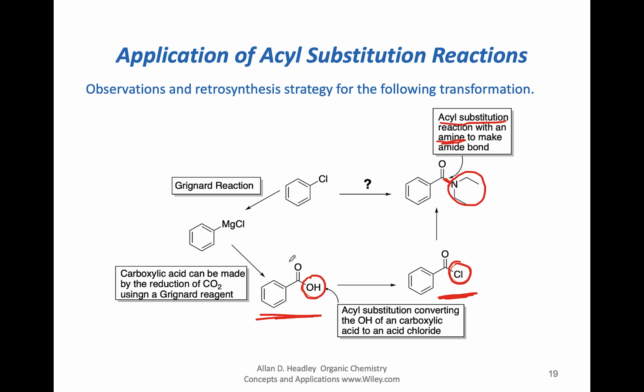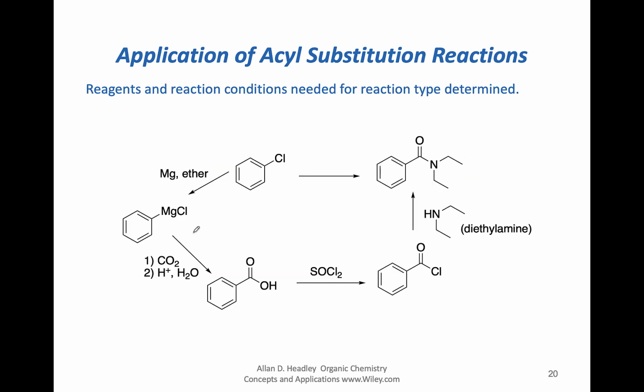So the next question is, how do I make a carboxylic acid? You make a carboxylic acid by the reaction of a Grignard reagent with carbon dioxide followed by hydrolysis. And of course, how do you make a Grignard reagent? From a chloride, just with magnesium. So now that you have an idea of what needs to get done, the question now is, can you provide the reagents and the type reactions to accomplish this synthesis? So let's look at what's needed.